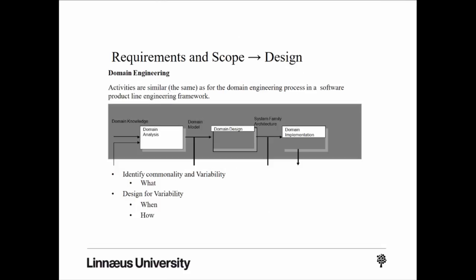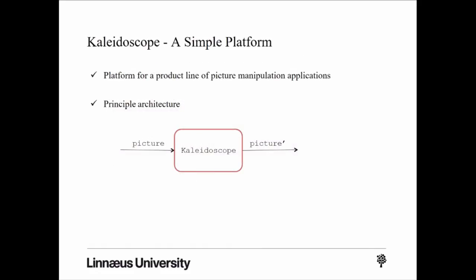So, in your domain design and domain implementation, you design for variability and you implement the variability mechanisms. So a simple example, a very simple example. Picture manipulation. You have a picture coming in from the left, exiting on the right. And in the middle you have kaleidoscope, which is your application that manipulates the picture into something, picture prime. Okay. This is the principal architecture.